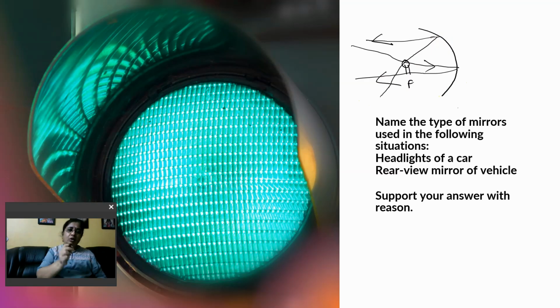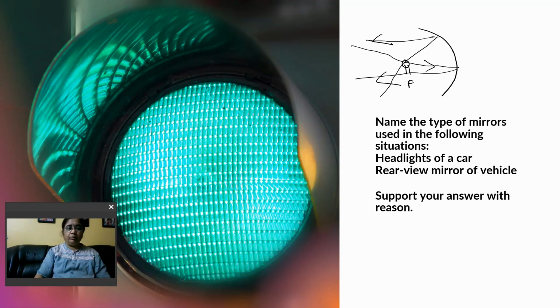Just imagine, you need not even draw this much or think this much. Light that is coming out of a headlight or a torch light is parallel. When do you have a parallel light that is coming out? A parallel light means it is going parallel to the principal axis. When can that happen? That can happen only in a concave mirror. So you can blindly say it is a concave mirror.